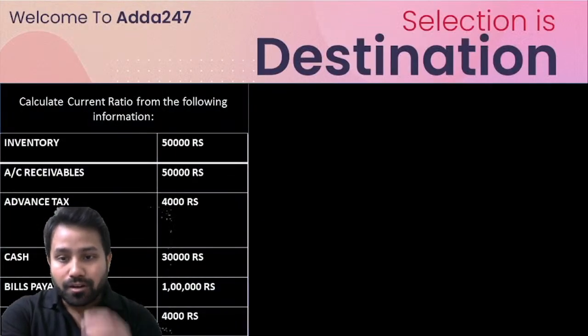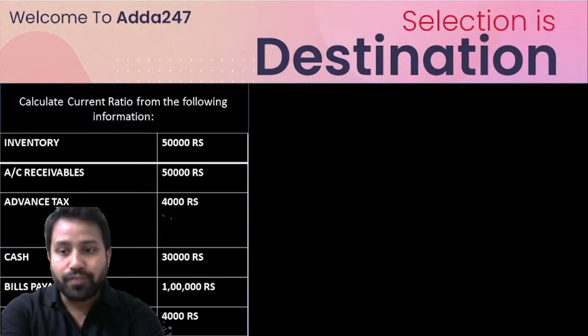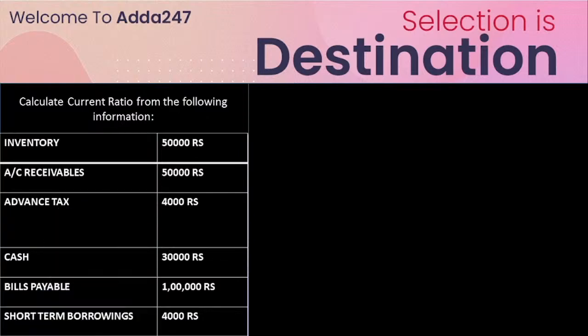Okay, so this is a question based on the ratio analysis chapter, and we have to calculate the current ratio based on the following information. Before we start, let's understand what ratio analysis is and why we need it. First, we are going to understand what ratio analysis is.